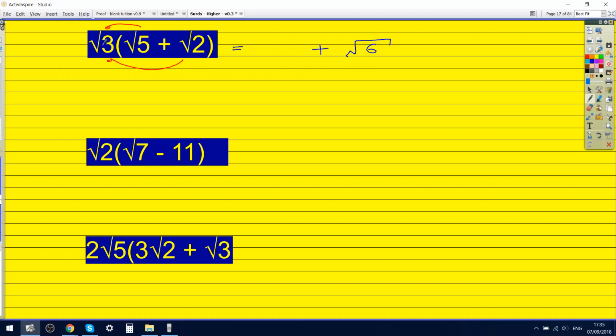And how about the first bit? Is it just root 5? It's root 5 times root 3. Root 8? You're thinking of plus. Expanding brackets is multiplying. Oh. Root 15. Yep, that's it. Outside times first, outside times second. Okay. Question 2.